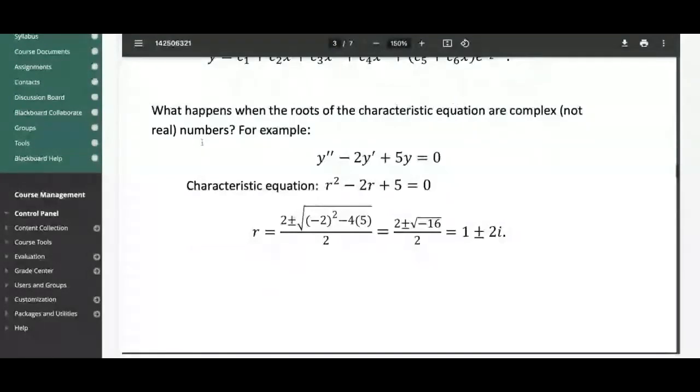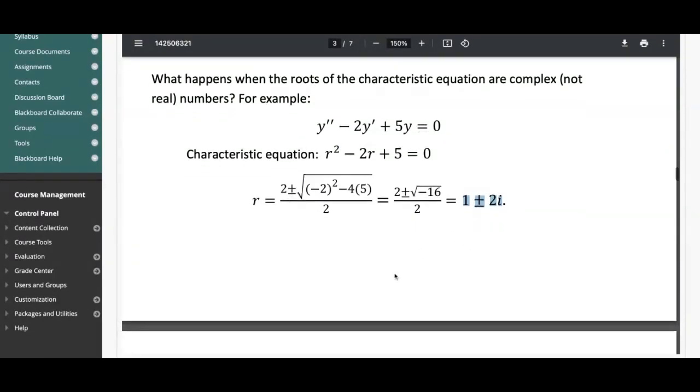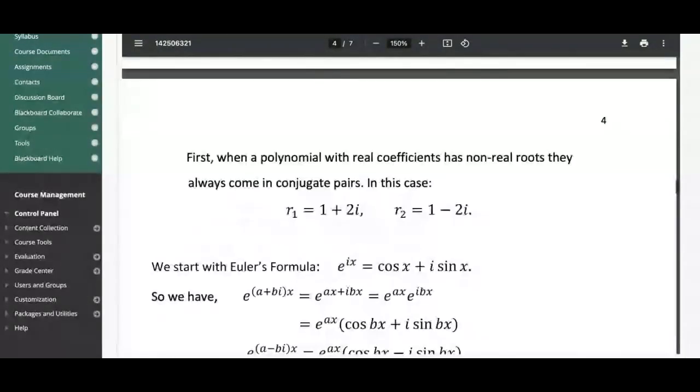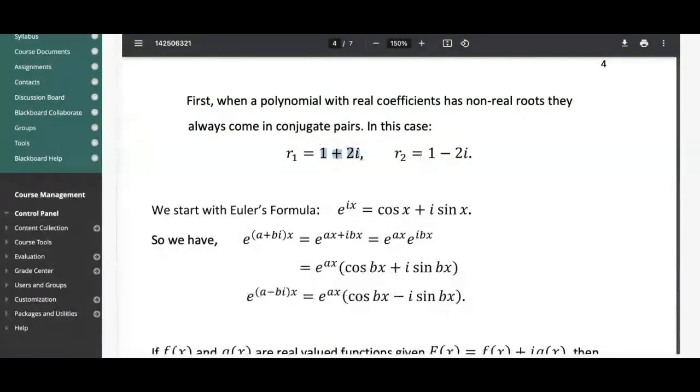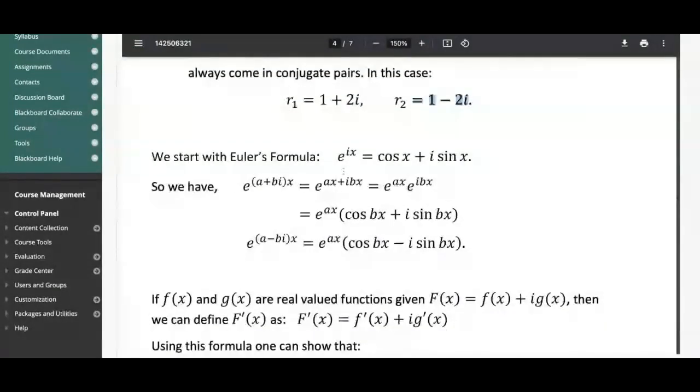So this is saying, okay, what happens when the roots of the equation are complex? Like this example, a 2nd order differential equation with a characteristic equation of this, and using the quadratic formula, we have 2 complex roots. Complex roots always come in pairs, and we call them conjugates. So 1 plus 2i, 1 minus 2i. R1 is 1 plus 2i, R2 is 1 minus 2i. It doesn't matter which one you call R1 and which one you call R2.